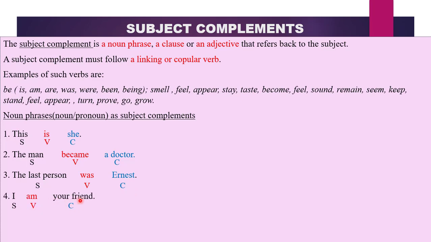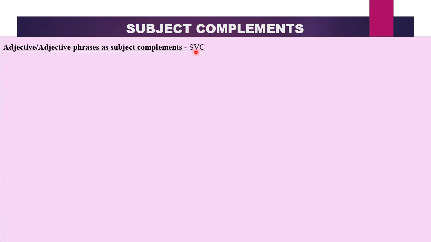Here we have our noun phrase functioning as a subject complement because your friend refers back to I and it comes after a linking verb. These are noun phrases, nouns and pronouns functioning as a subject complement. What about an adjective that functions as a subject complement? Let us have these examples.